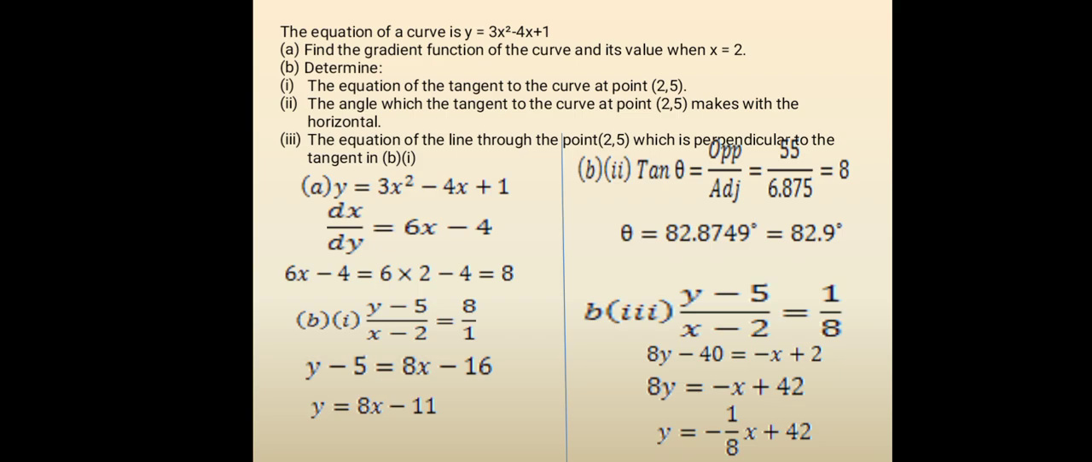2. The angle which the tangent to the curve at point (2, 5) makes with the horizontal. 3. The equation of the line through point (2, 5) which is perpendicular to the tangent in B1.